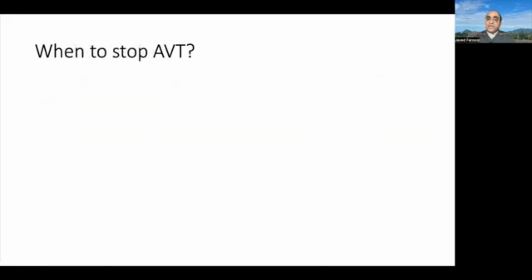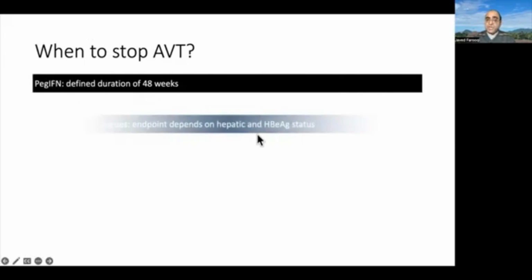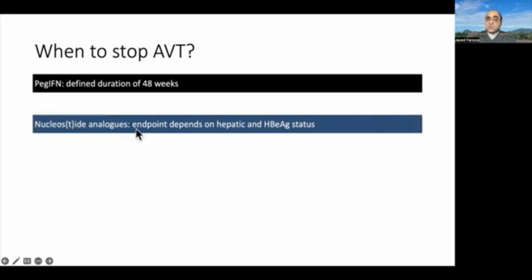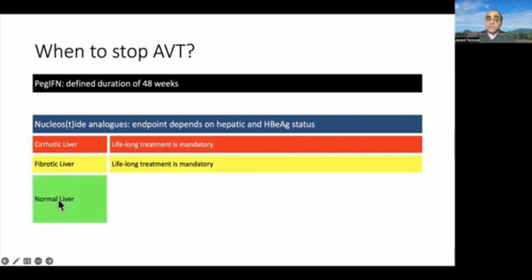When to stop treatment, this is another important point of the management of treatment. Pegylated interferon has a defined duration of 48 weeks. Nucleoside and nucleotide analogs' endpoint depends on the hepatic and HBe antigen status. If a patient has a cirrhotic liver, lifelong treatment is mandatory. If the patient has a fibrotic liver, again, lifelong treatment is mandatory. Only when the patient has a normal liver can you think about stopping the treatment. And again, it depends upon the HBe antigen status.